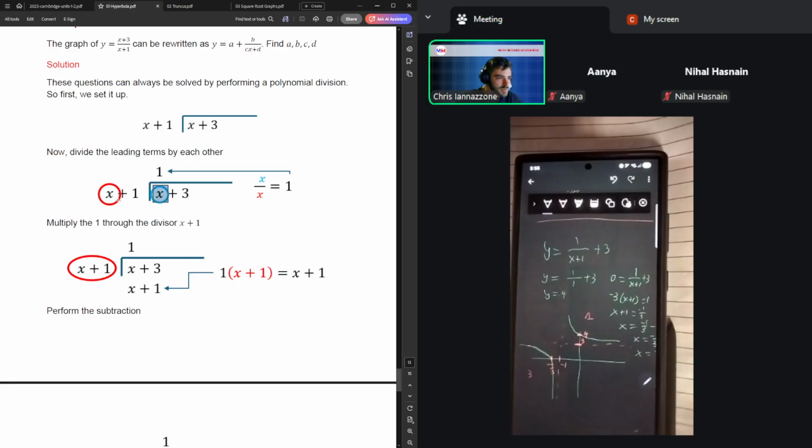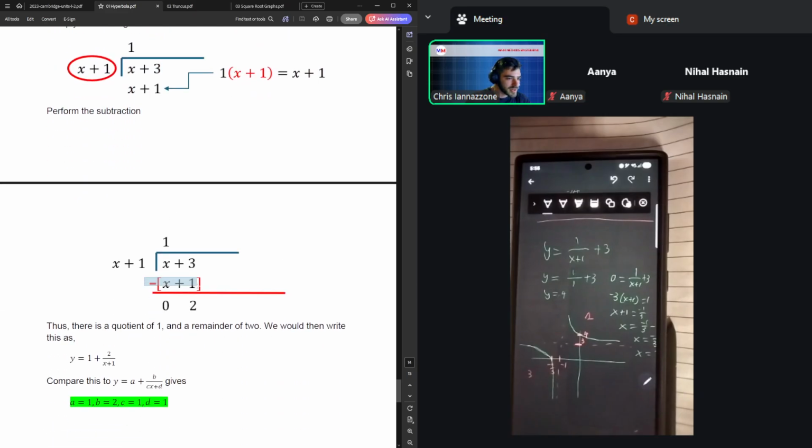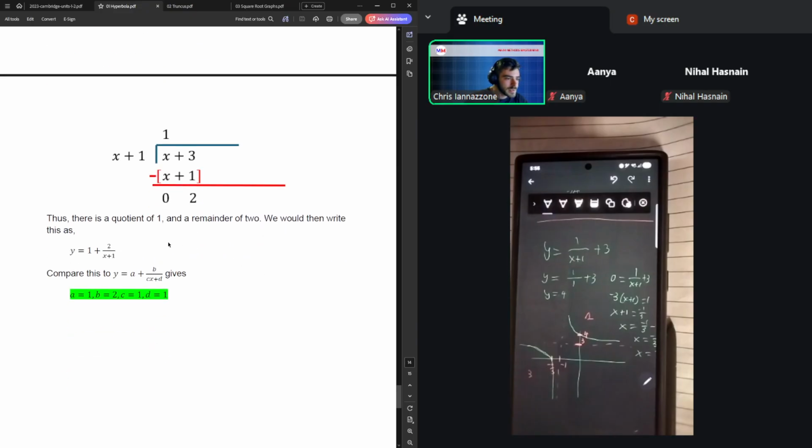Basically, you take the two leading terms and divide them by each other. This one divided by that one, and then you put the result on the top. Then, once you have that result, you multiply it through by the entire denominator. So 1 multiplied by all of that, whatever that comes out to be goes on the bottom there. Then you perform a subtraction, so you wrap this in brackets and subtract it from what's above it. x minus x equals 0, 3 minus 1 equals 2. This is considered the stopping point of polynomial division when you have just an integer at the end.